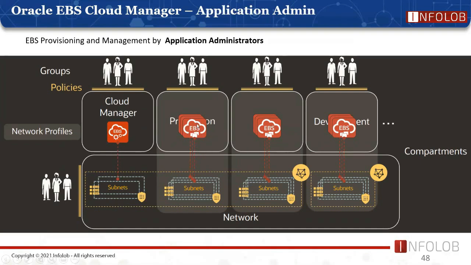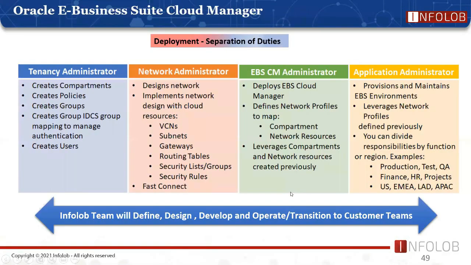And this is only a representation, because the bottom is a network and the top is the compartment. It's only a representation, but both are running. This EBS is running inside the subnet. So this is where the segregation of duties comes into the picture.